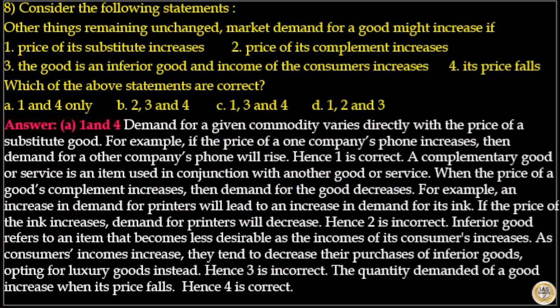Demand for a given commodity varies directly with the price of a substitute good. For example, if the price of one company's phone increases, the demand for another company's phone will rise. Hence, statement 1 is correct. A complementary good or service is an item used in conjunction with another good or service. When the price of a good's complement increases, then demand for the good decreases. For example, an increase in demand for printers will lead to an increase in demand for its ink. If the price of the ink increases, demand for printers will decrease. Hence, statement 2 is incorrect.